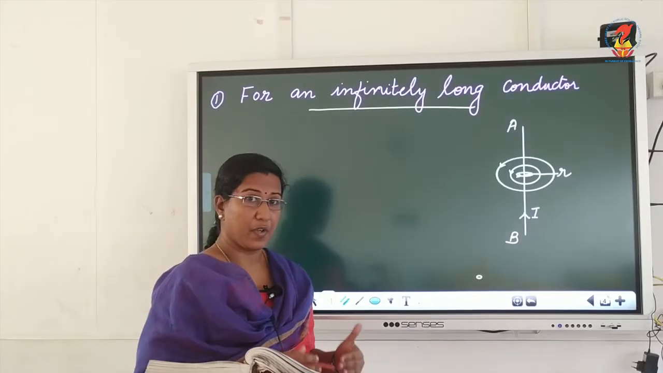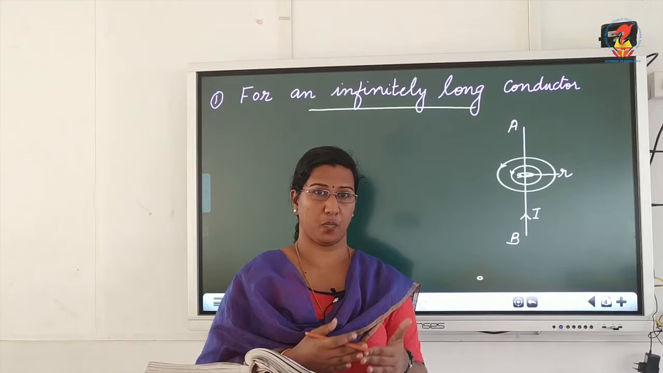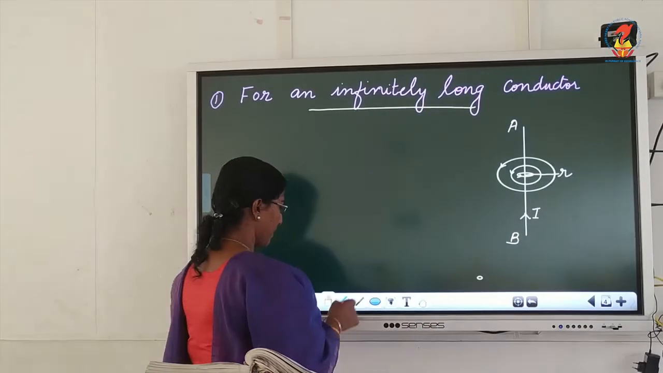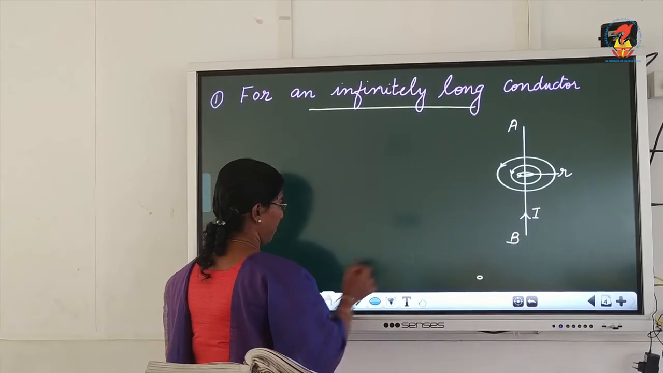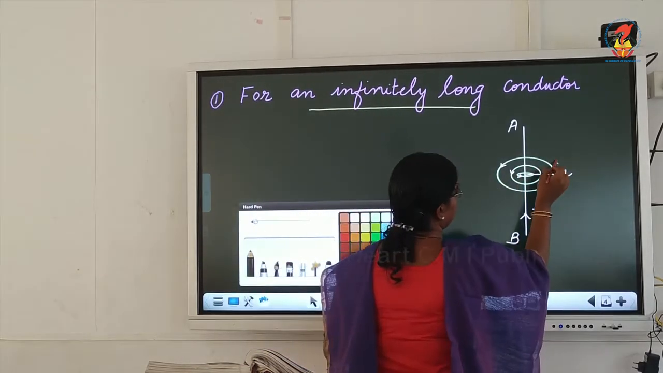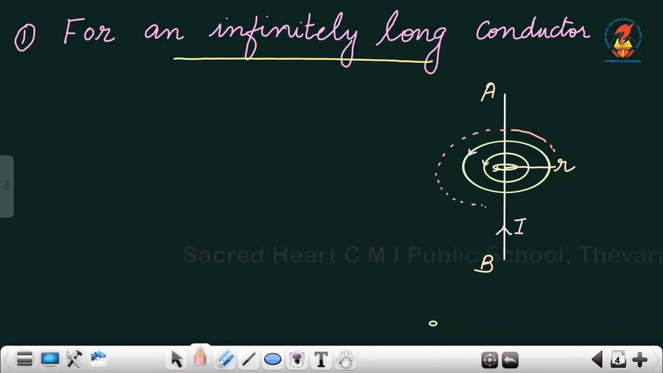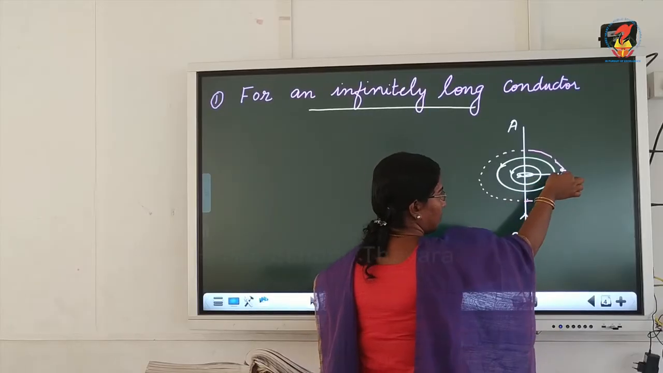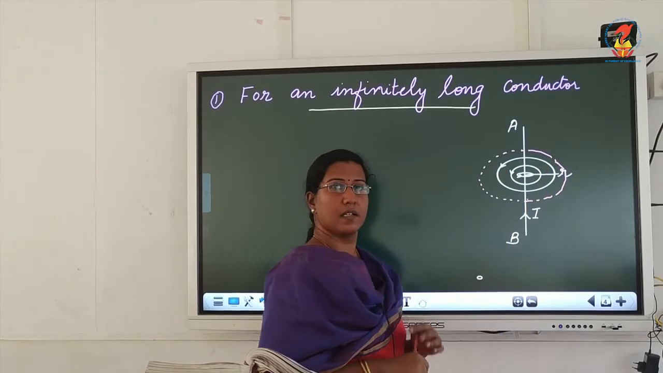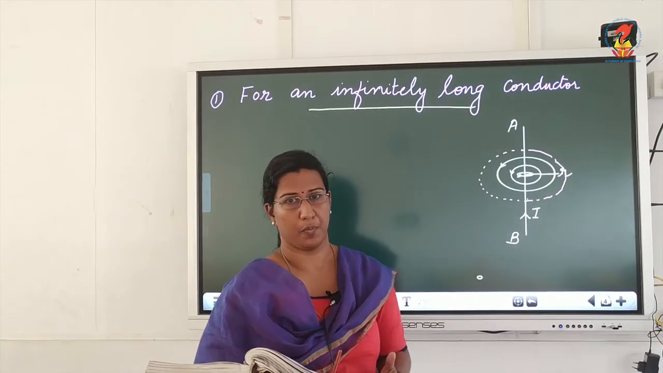So what we have to do is construct a closed loop. We have to construct an Amperian loop. And by symmetry, the shape of our Amperian loop will be like this. Look, these two points are parallel, these two points are parallel, these two points are parallel. This is also parallel, which means there is a symmetry in our Amperian loop.